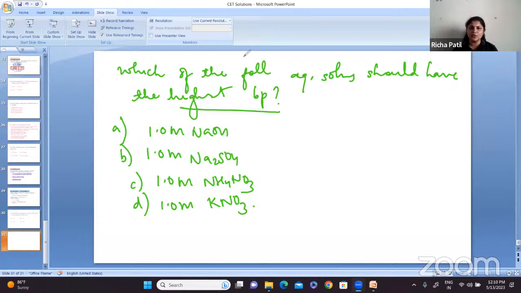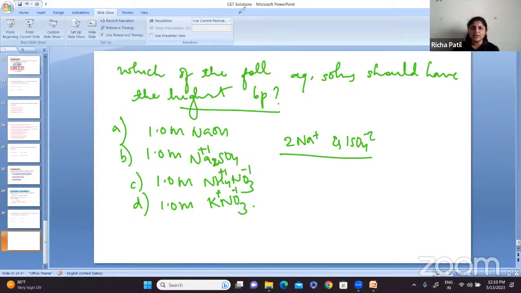See here, NH4 will be in +1 state. This is +1, this is -1, this is +1, -1. These are 2 Na. So Na plus are how many? 2 Na plus are there and 1 SO4 2 minus is there. So there are 3 particles. So highest.